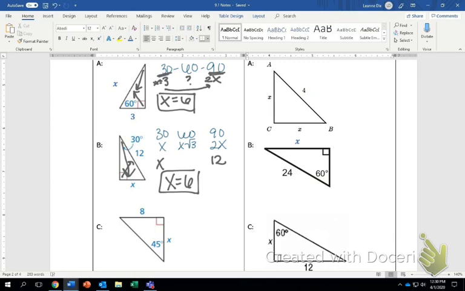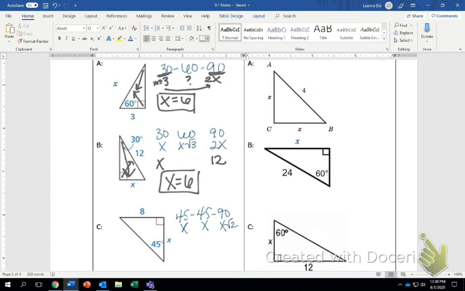All right, the next one, I see a 45, so I know it's going to be 45, 45, 90. I'm expecting to have that 90 soon. So this is the one where the 45s are the same unit, they're x's, and then across from our 90 is x times the square root of 2.